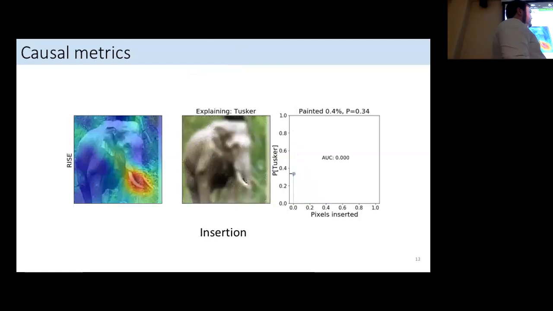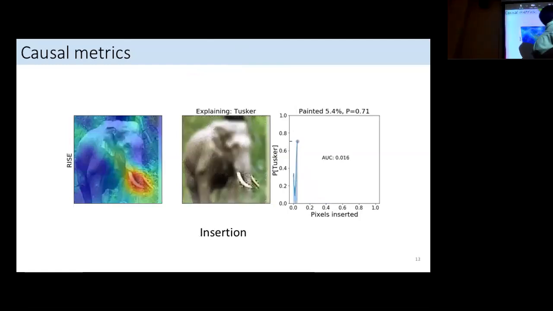Similar in the insertion, however, in the opposite direction. As we begin to introduce the most salient regions, you can see that has a huge spike here. But as we begin to put in these lower level, less contributing pixels, you can see that the AUC score is not changing as much here.